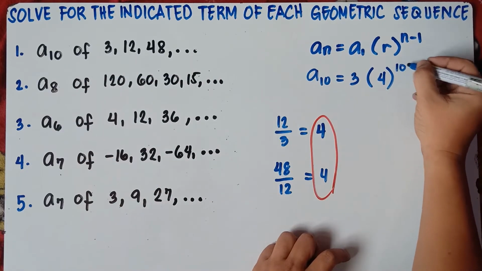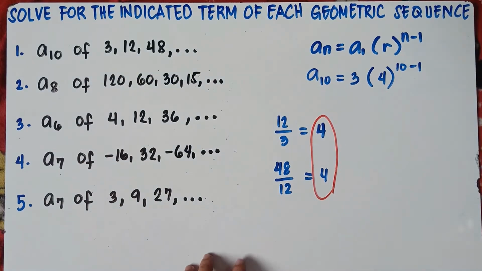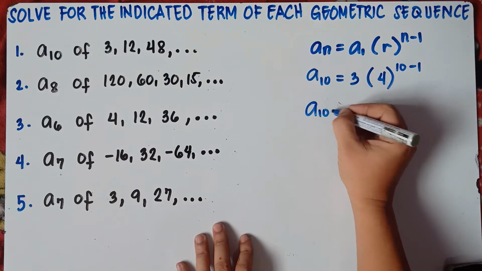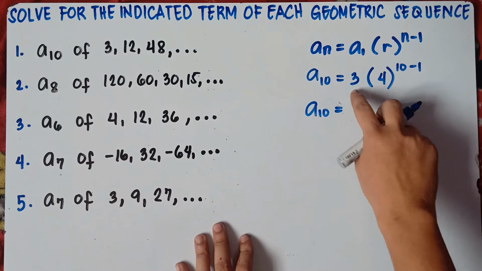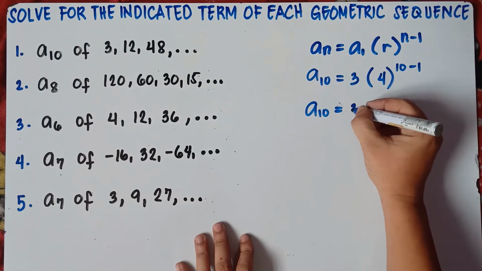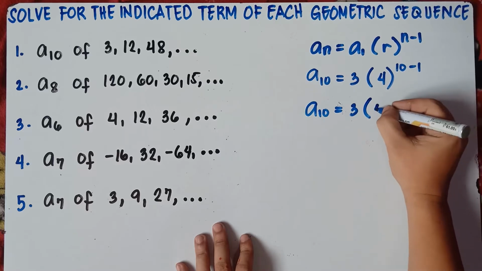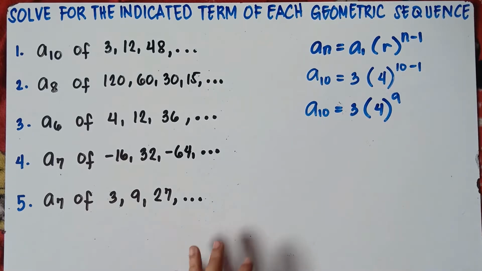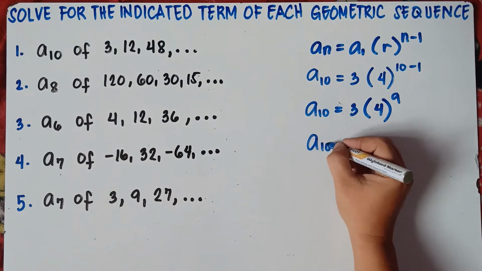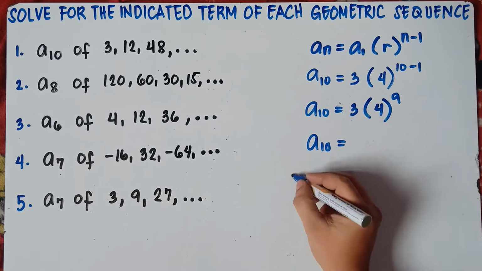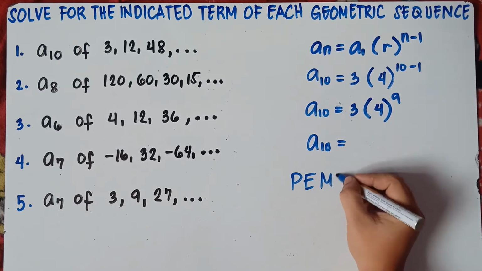So 10 minus 1. Alright, and this will be a sub 10 equals, so once again, do not multiply 3 and 4. You simplify this one first. So copy 3 times 4 raised to the power of 10 minus 1 class, which is 9. Always follow PEMDAS class. Remember this one, PEMDAS.